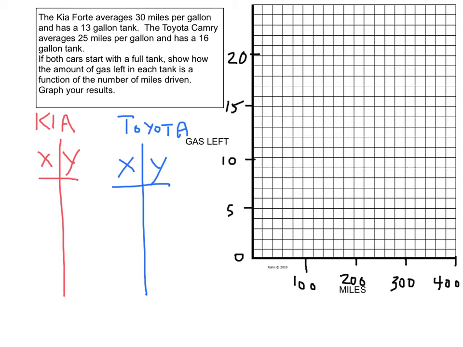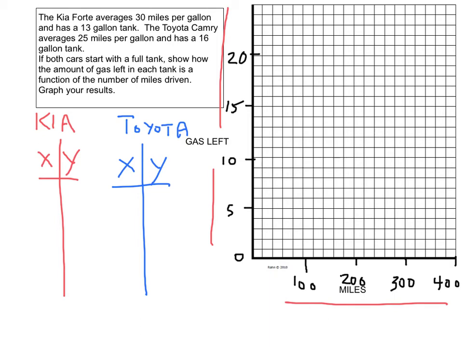Graph your results. So here I've set up two tables, one for the Kia and one for the Toyota. So notice that the x-axis on our graph, which is down here, the x-axis represents the miles the car has driven. And the y-axis, which is going to be a function of the miles driven, represents the gas left in the tank. So let's start with the Kia.